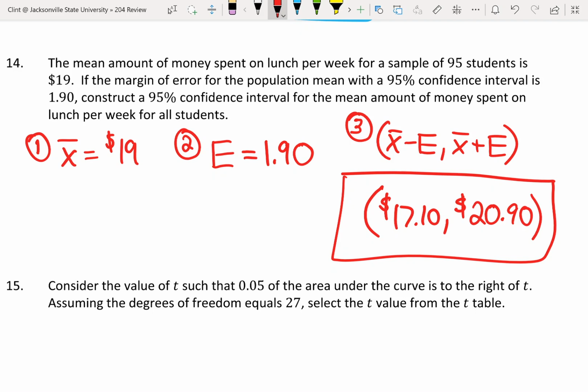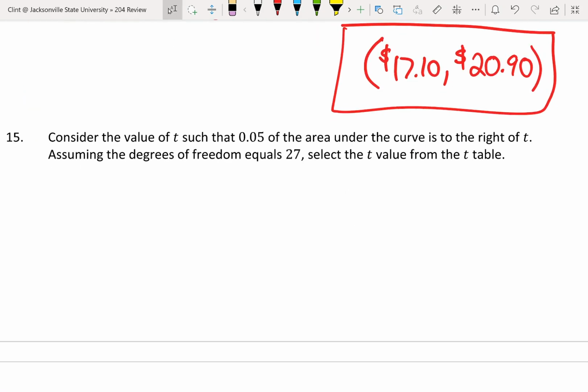15. Looking for a t-value. On Hawks, this one makes you pick the graph that matches the problem first. I'm not going to make you do that. I'm just going to ask you for the t-value. This one says, consider the value of t such that 0.05 of the area under the curve is to the right of t. Assuming the degrees of freedom equal 27, select the t-value from the t-table. Just be careful on these because once you do the confidence intervals, you get used to having to subtract to get degrees of freedom. But this one already gives us degrees of freedom. We don't have to subtract. Degrees of freedom is 27.